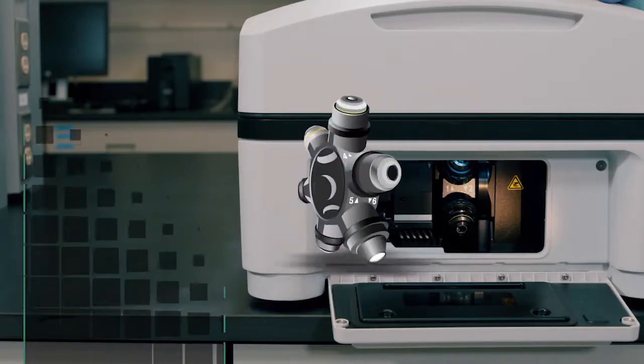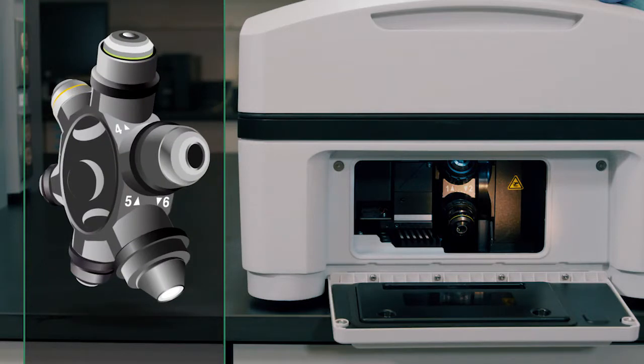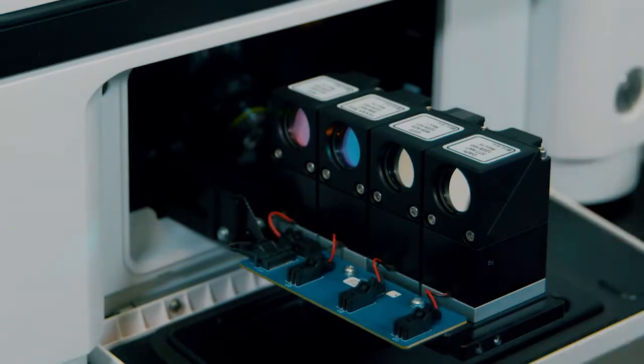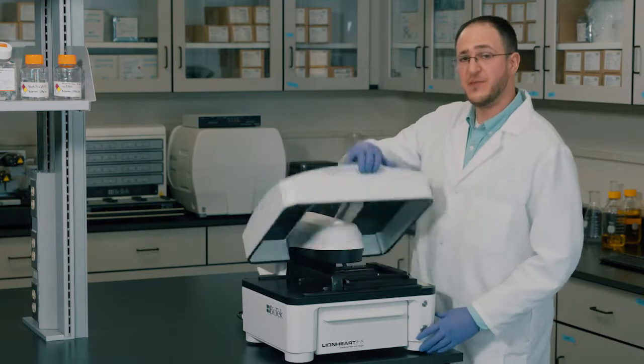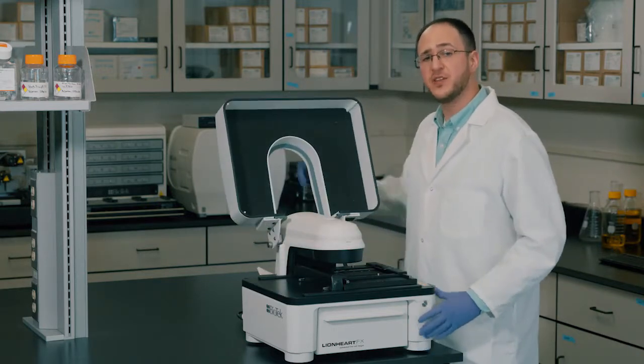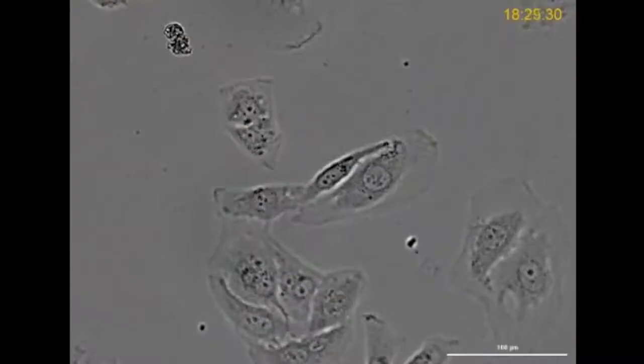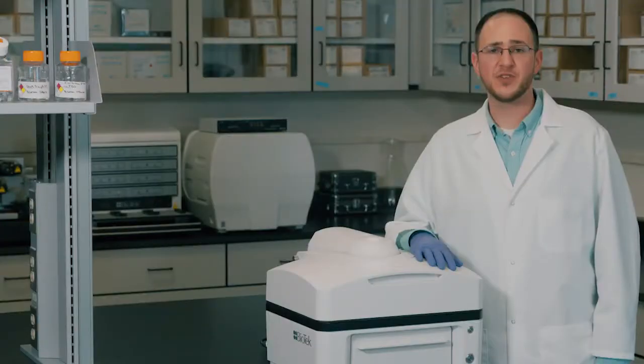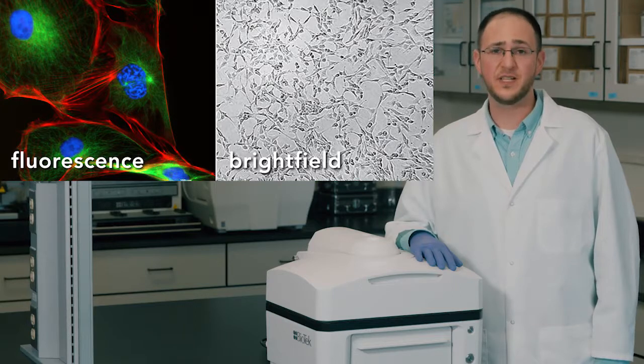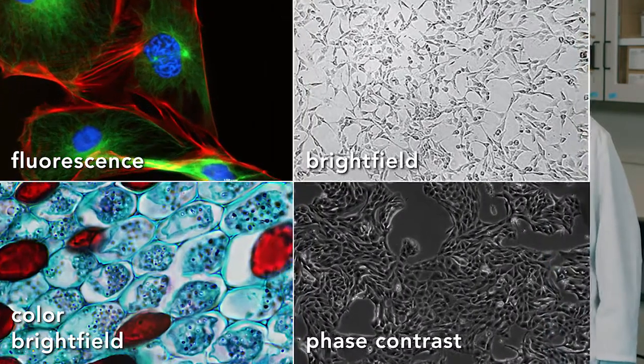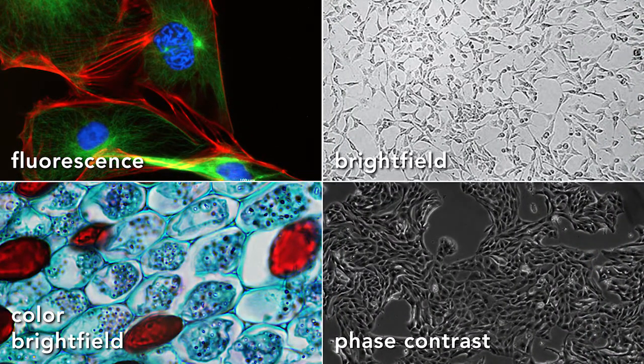There's easy access to the automated 6-objective turret and the slider, which holds up to 4 LED filter cubes. The environmental cover maintains temperature, gas, and humidity levels for live cell workflows. 4 channels capture endpoint and time-lapse images in fluorescence, bright field, color bright field, and phase contrast. The magnification range is 1.25x to 100x air and oil immersion.